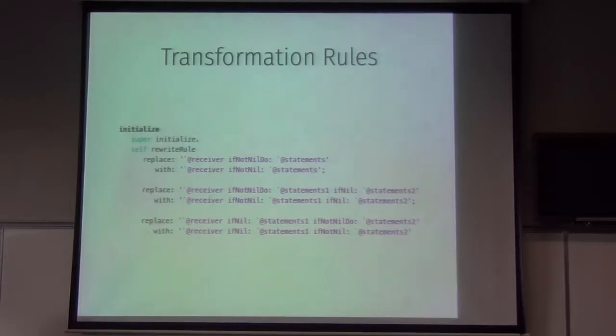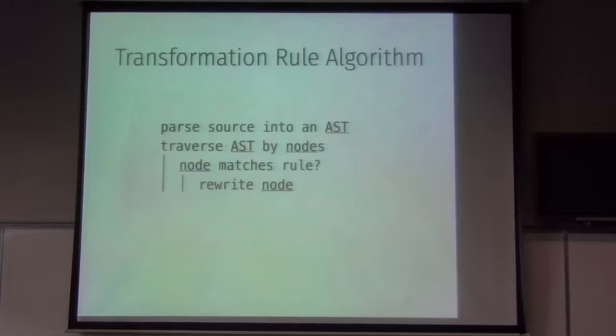Now, how does this actually work? What you do is you parse the source of a method that you are checking into an AST. Then you traverse that AST. And then for each node, you check if it matches the rule. Because actually in a rule you do not specify the whole method, you just specify some snippet which is a source code node. And then if it matches, it rewrites the node on the go. So it goes through the whole AST and it creates a new one. And then you can use it to replace your existing code.